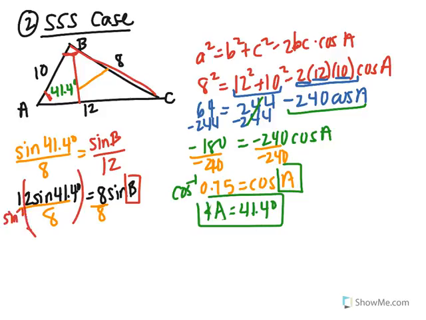So again, try typing this on your calculator, see if you end up getting what I get. Half the battle is typing this thing into your calculator. So you should get angle B is 82.8 degrees.